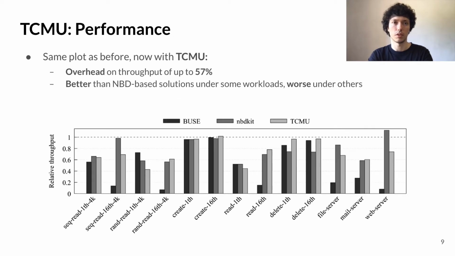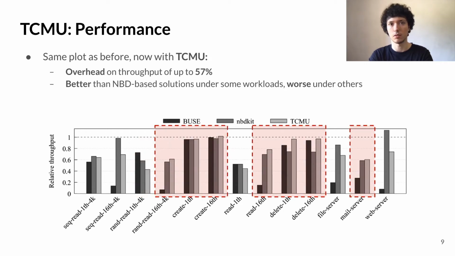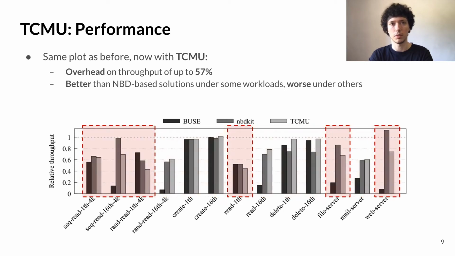We evaluated the performance of this TCMU-based technique using the same methodology as before, and depict the results here by extending the plot shown previously. Despite this approach not relying on sockets, it still imposes overheads on throughput of up to 57% under the depicted workloads. Further, although TCMU outperforms both BDUS and NBDKit under certain workloads, it is surpassed by NBDKit under several others.